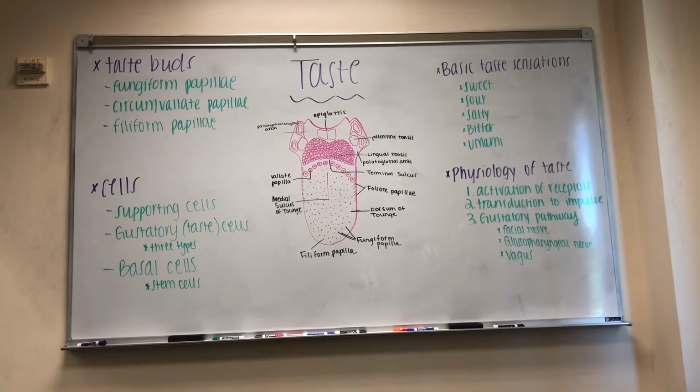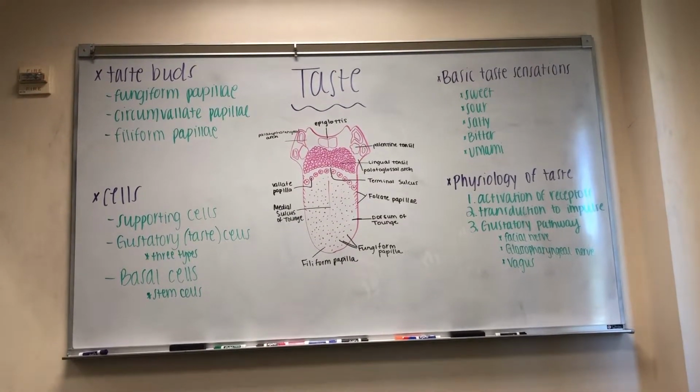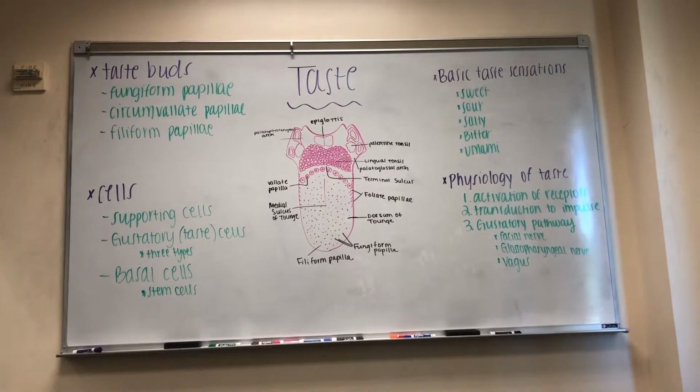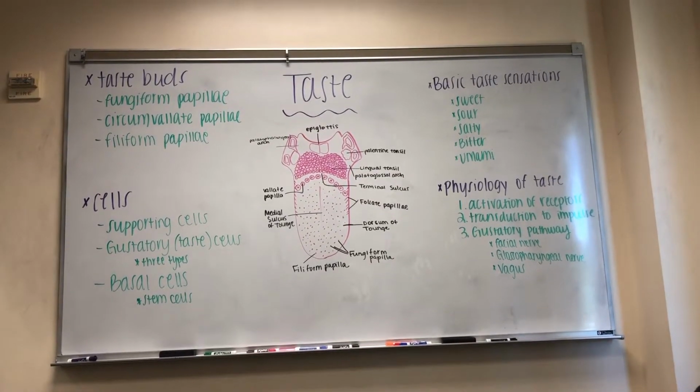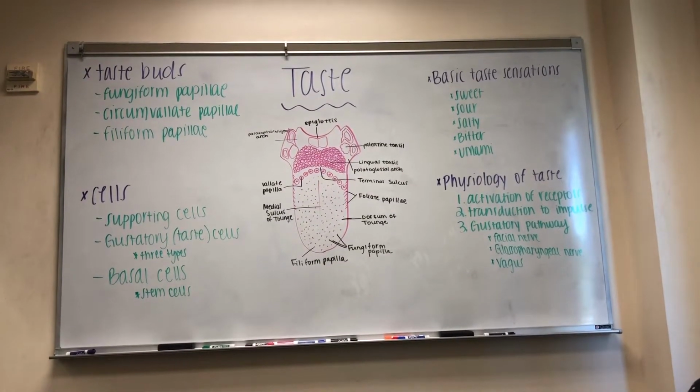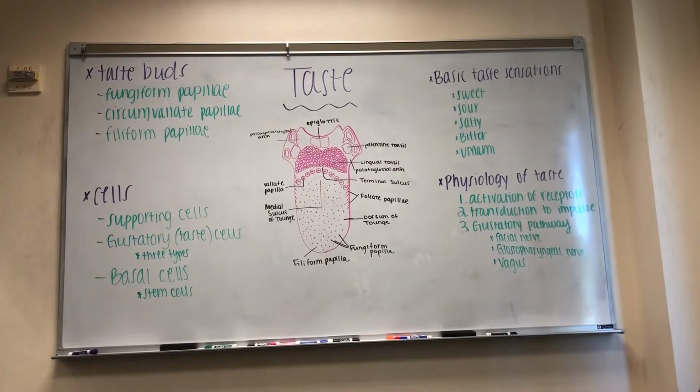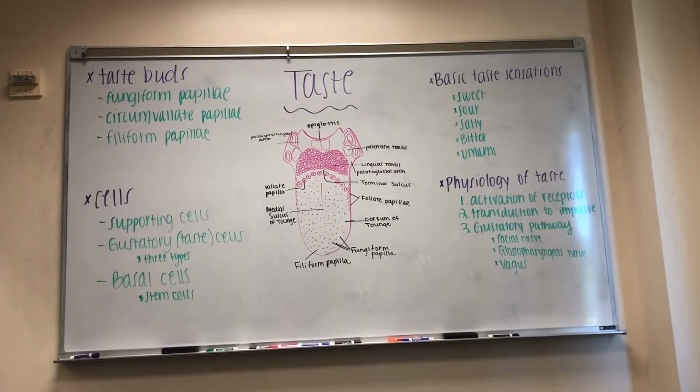Next is basic taste sensations. The first one is sweet. The sweet taste sensation comes from organic substances like sugars, alcohols, some amino acids, and some blood salts. The next is sour, which is produced by acids.